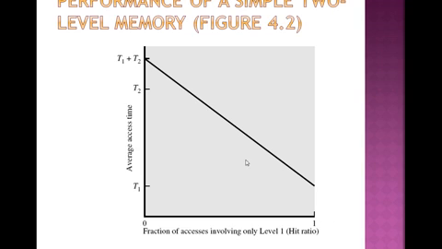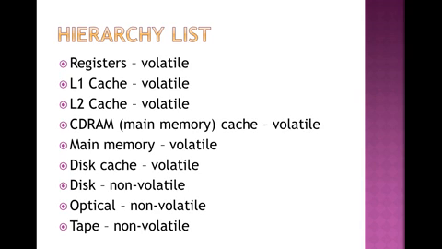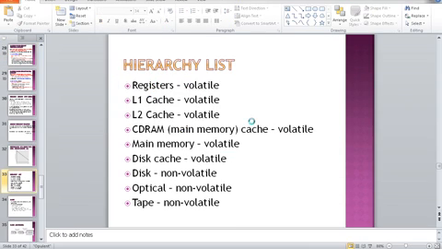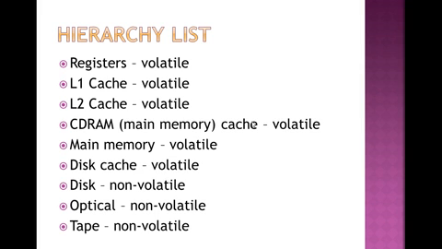This is the diagram that shows the average access time and the fraction, or the hit ratio. Next, the hierarchy list, that is a list of the hierarchy that is used. First is your registers, which are volatile in nature. Then L1 cache, again volatile. Then L2 cache, again volatile. Then next is your main memory cache, again volatile. Then main memory, again volatile in nature.